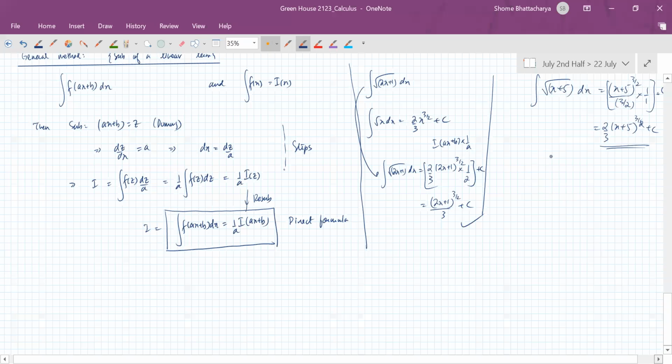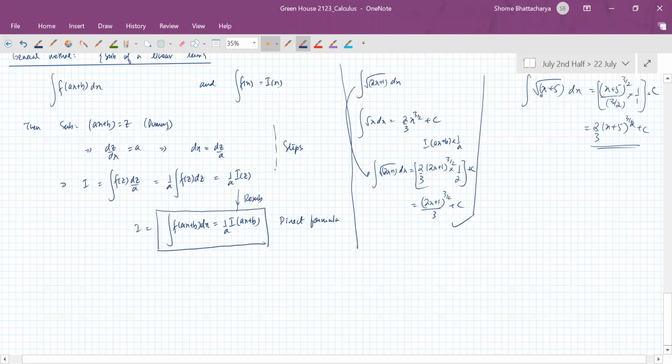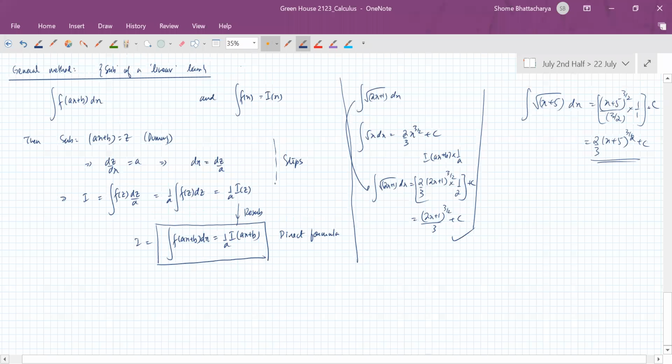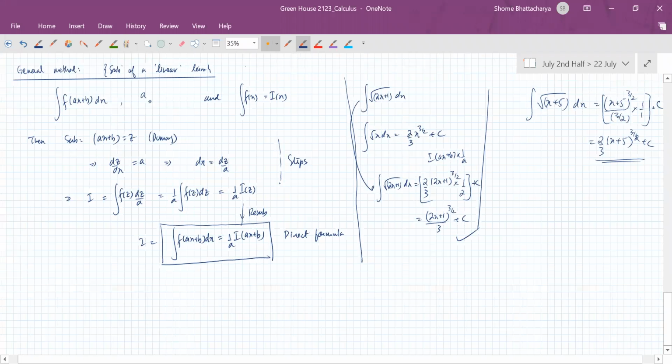Similarly, you could also have a situation where that constant term is not there, only ax is there, so b is 0. All those possibilities are there. a and b are any constants here. You can just add that point that a and b are constants. They're not variables.